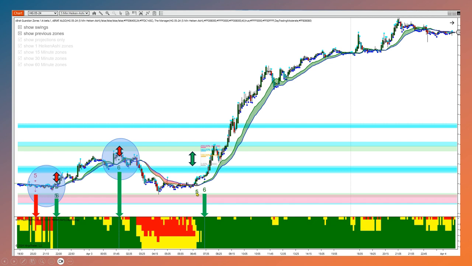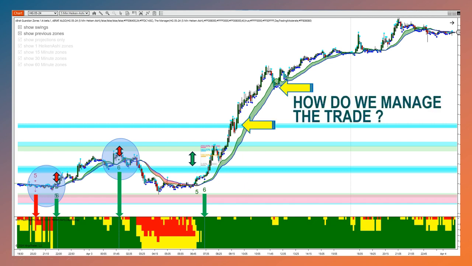So we're in the trade. The next thing is we're getting these pullbacks. Most traders would panic on these pullbacks. So how do we manage the trade? You see the green ribbon here. This is part of the manager, and that green ribbon remains green during those pullbacks.